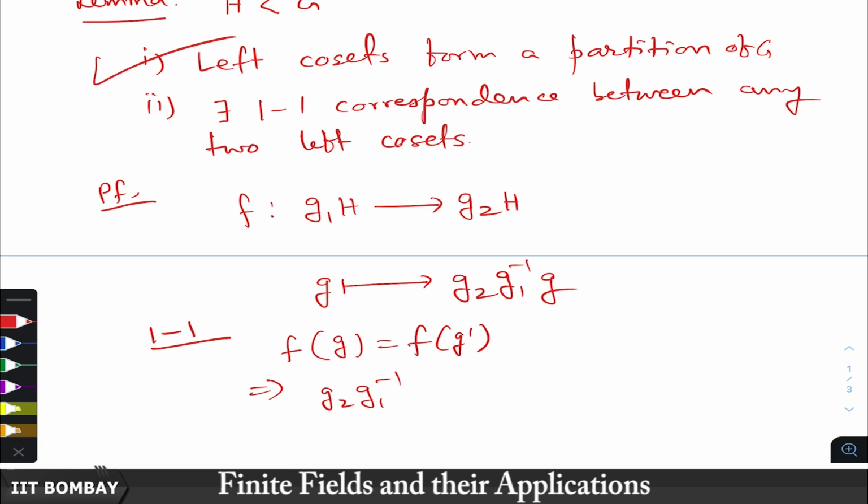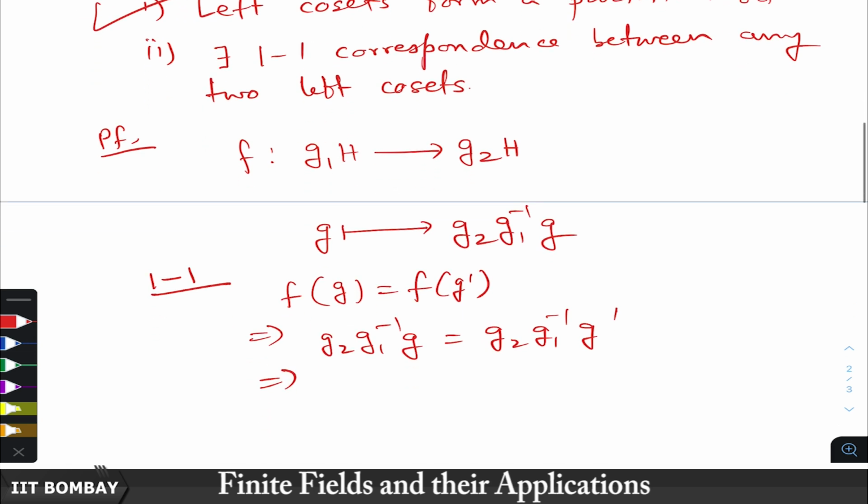So, G 2 G 1 inverse G is the same as G 2 G 1 inverse G prime, but then we know that in a group you can cancel from left or you can cancel from right. So, this G 2 cancels, G 1 inverse cancels, and we get G equal to G prime. That proves that it is one to one.